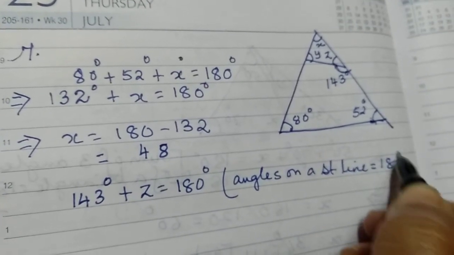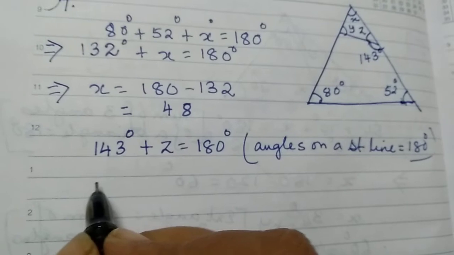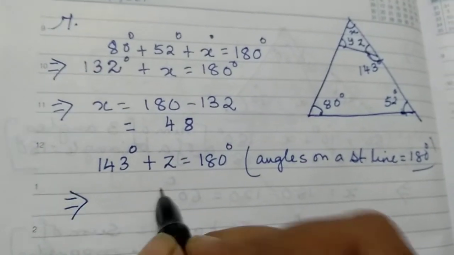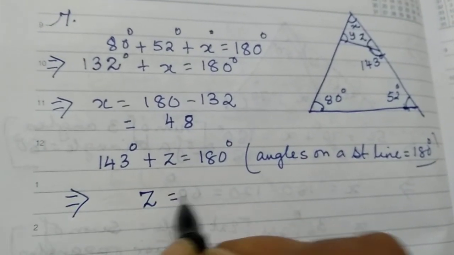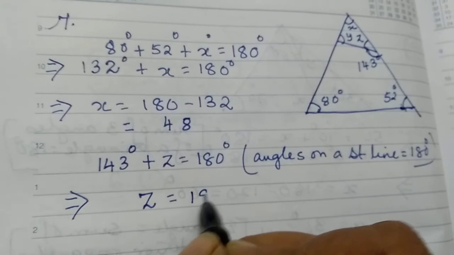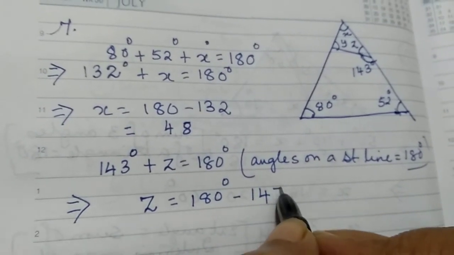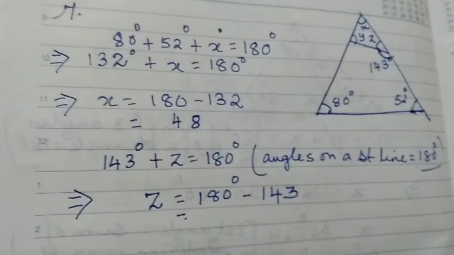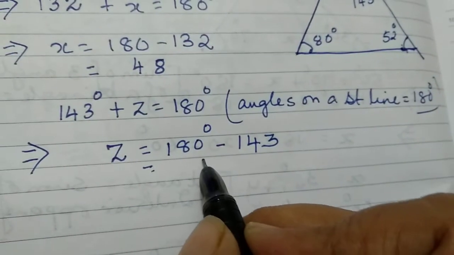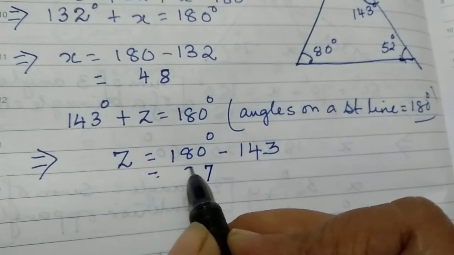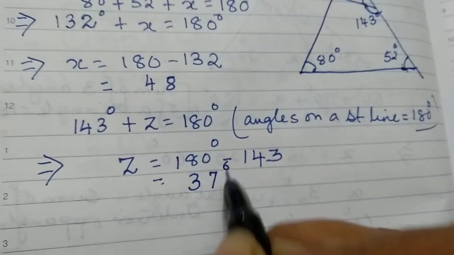Is equal to 180 degree. This concept which we had learnt earlier. See, mathematics is such an interconnected subject. If you don't follow the previous lessons, it will be difficult for you to understand the later concepts. So this will be 37 degree z.